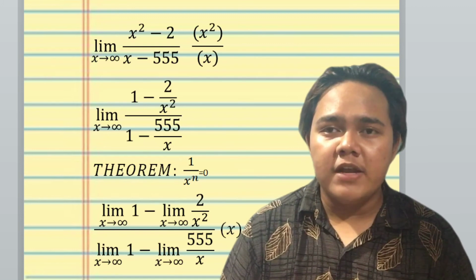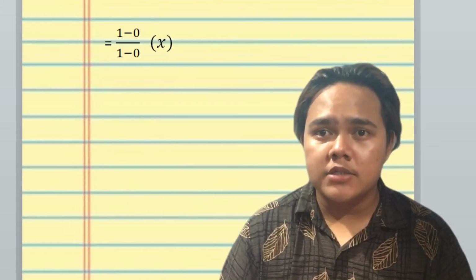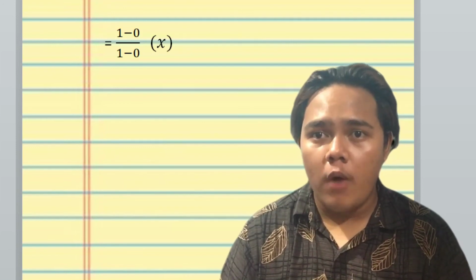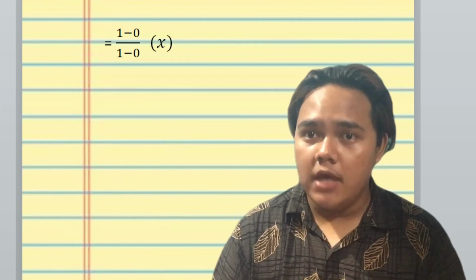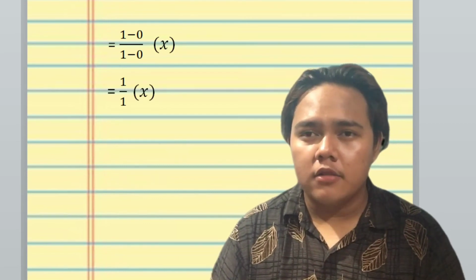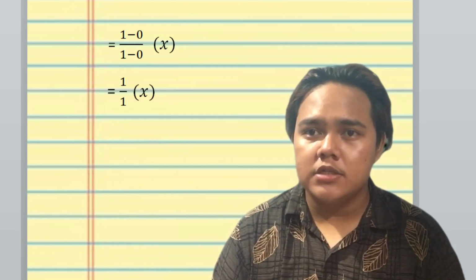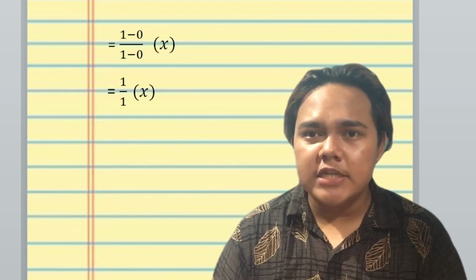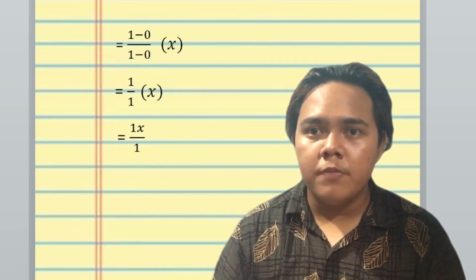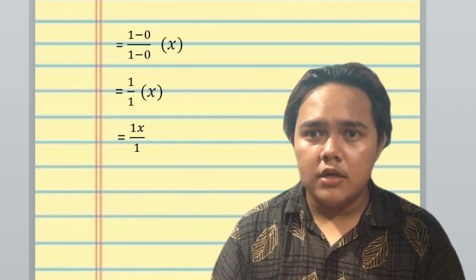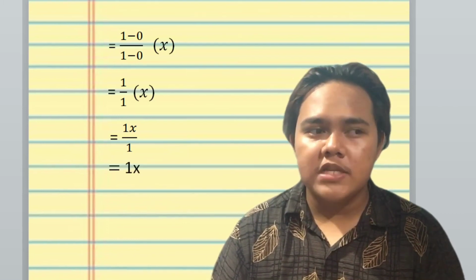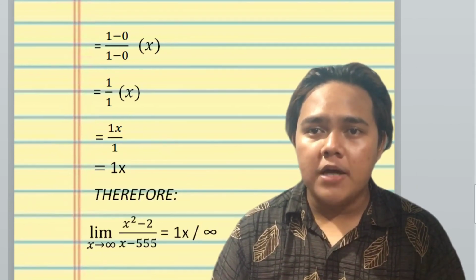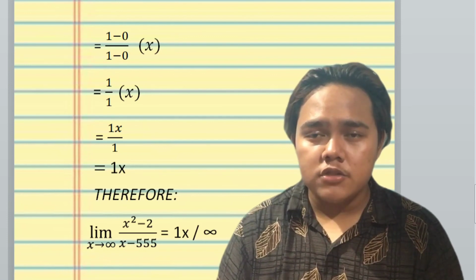So, kapag sinimplify natin after natin gamitin ng theorem, ang magiging sagot is 1 minus 0 over 1 minus 0 times x. So, simplify natin ulit. So, kapag sinimplify natin, ang magiging sagot is equal to 1 over 1 multiplied by x. So, yung x na yun, i-multiply natin siya sa numerator. So, magiging sagot is equal to 1x over 1. Since ang denominator natin is 1, ang magiging sagot is 1x or positive infinity. Dahil yun ang direction sa given.